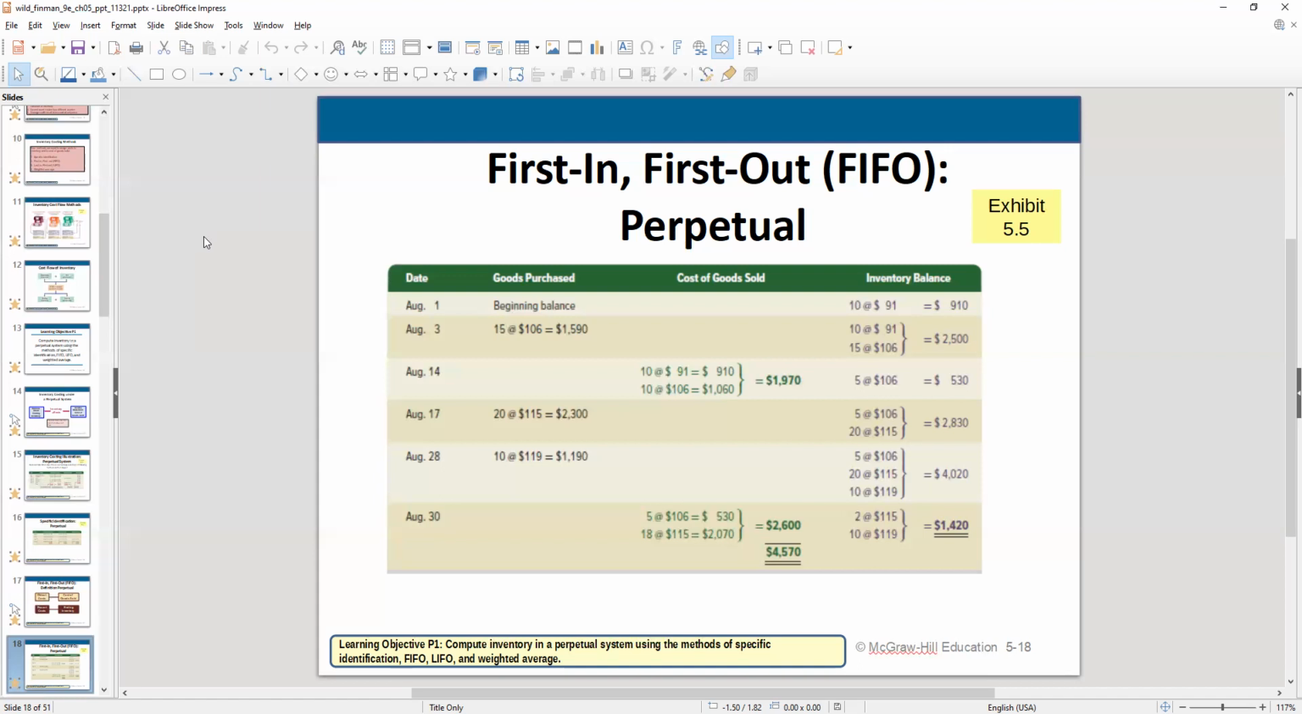How are we going to record this? Well, we record cost of goods sold. We're going to show that we sold the 5 that we have left at $106. So that'll be $530. Remember, first in, first out. So here it's easy. You can just go by the prices.